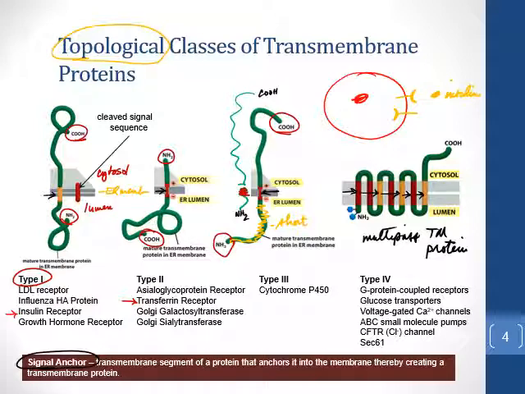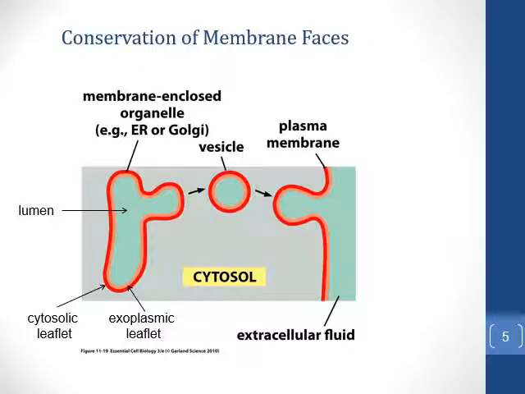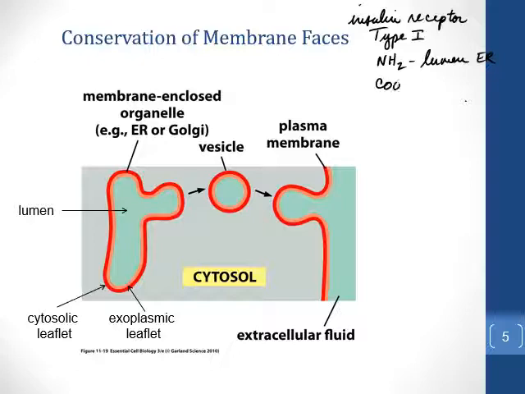So let's just remember the insulin receptor, let's use it as an example again, and remember it's type 1 with the amino terminus in the lumen. Okay? So let's put up here our insulin receptor. It's a type 1. That means the amino terminus is in the lumen of the ER, and the carboxy terminus is going to be in the cytosol.